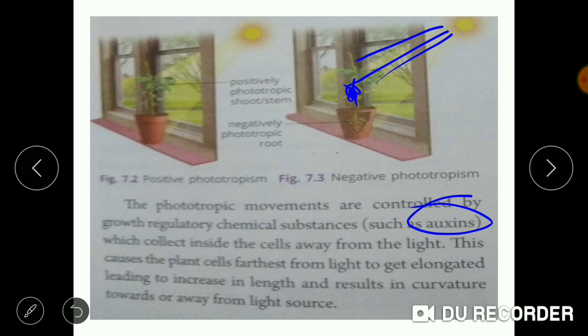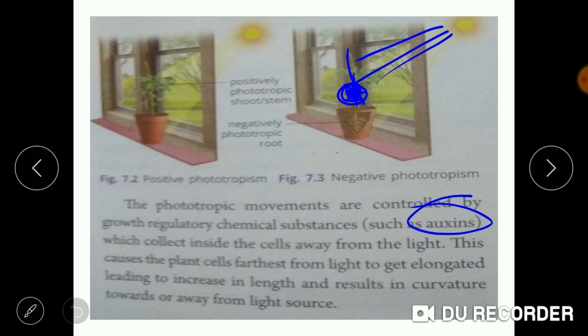The more the auxin concentration, the more will be the growth of this part of the plant. And more growth of this part will lead to an increase in the length of the stem, and hence due to this increase in length, it leads to bending of the stem, bending of the shoot.